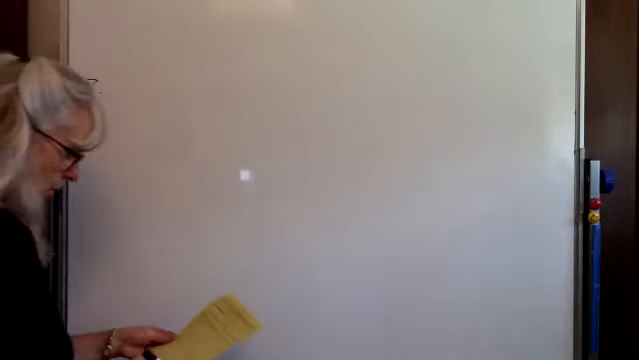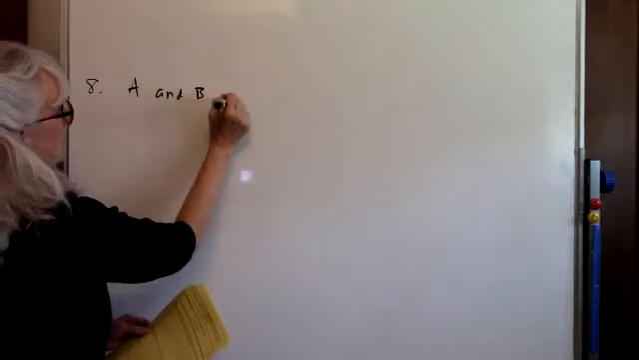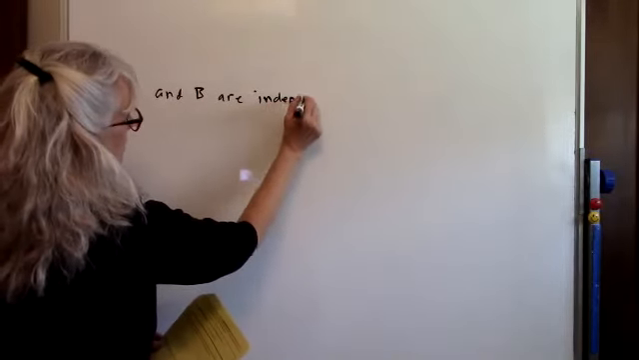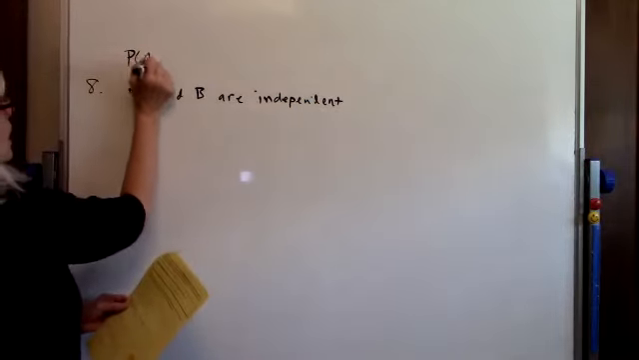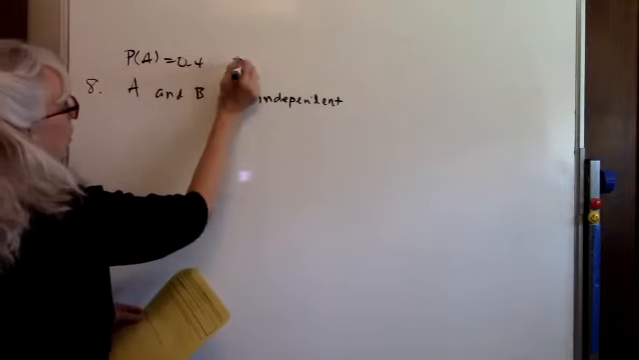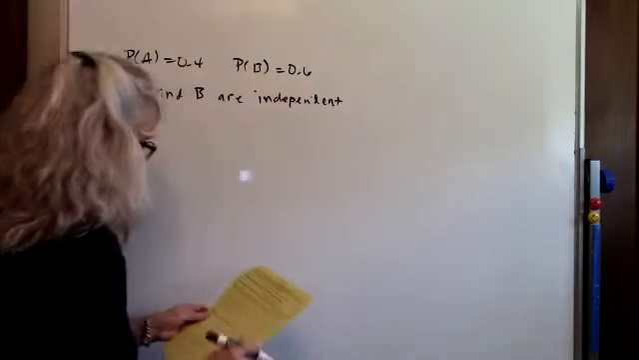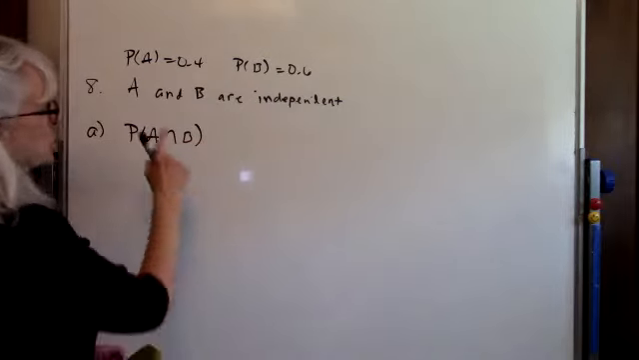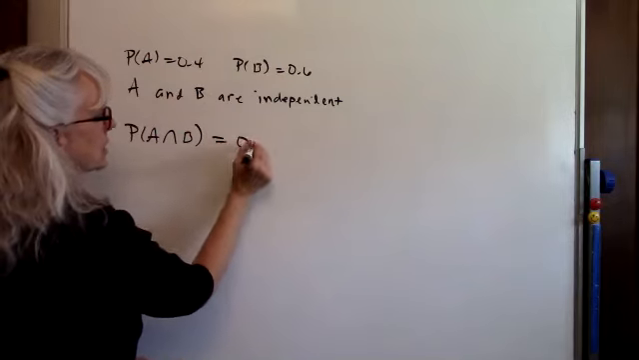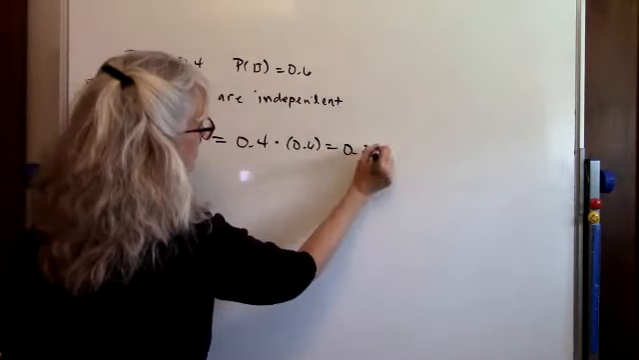Example 8, we have if A and B are independent. So they're telling me that those 2 events are independent. They're also telling me that the probability of A is equal to 0.4. The probability of B is equal to 0.6. Okay, what they want me to find, first of all, is the probability of their intersection. Well, they just told me they're independent, so therefore the intersection is the product of their probabilities. So 0.4 times 0.6, which is going to give us 0.24.